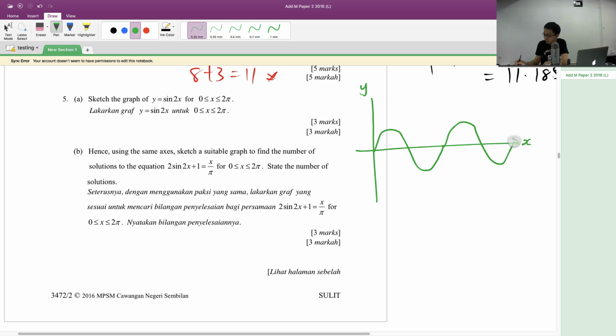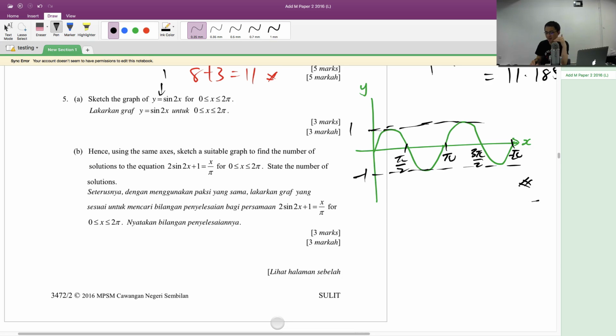So I will label it: this is pi, this is 2 pi, and this one should be pi over 2, this one should be 3 pi over 2. The maximum and minimum need to be the same, because the amplitude is 1. When the question writes nothing in front, it means the amplitude is 1. So the maximum here should be 1, the minimum here should be -1. Alright, done, 3 marks.